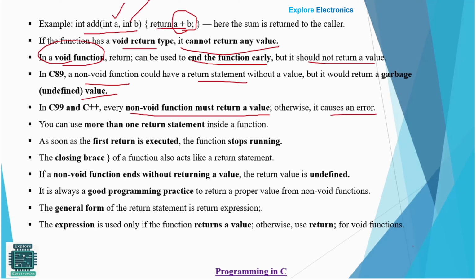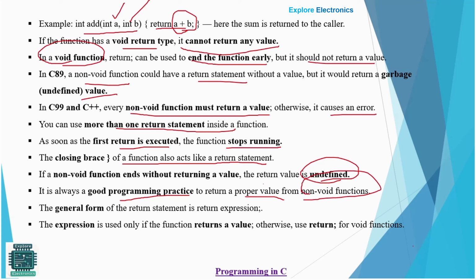You can use more than one return statement inside a function. Inside a particular function, you can use one or more return statements. As the first return is executed, the function stops running. The closing brace of a function also acts like a return statement. If a non-void function ends without returning a value, then that return value is undefined. It is always good programming practice to return a proper value from a non-void function. That's a good practice while writing a program.